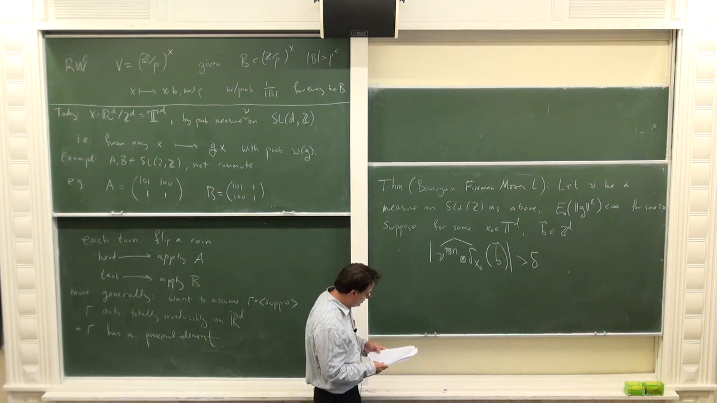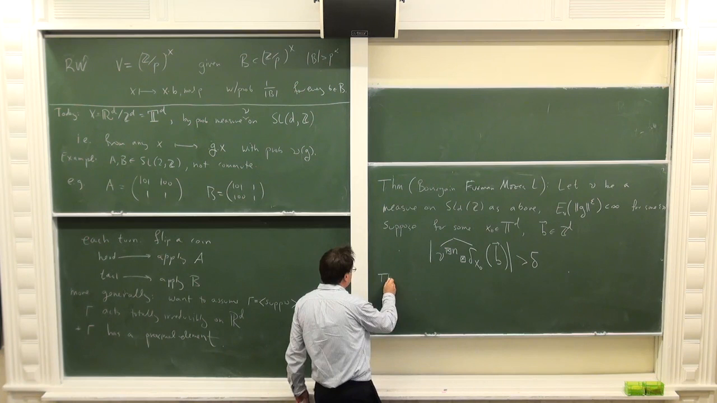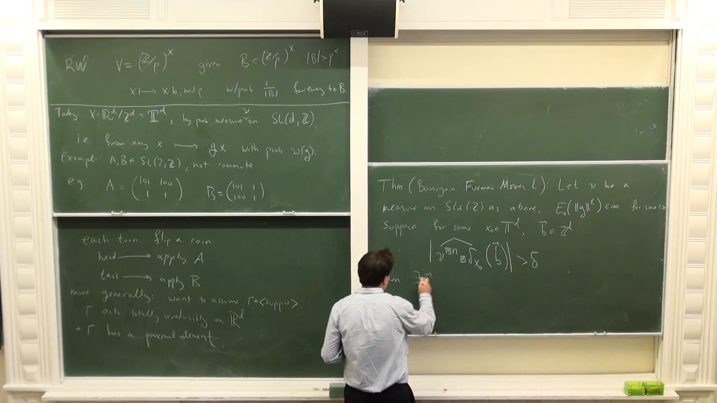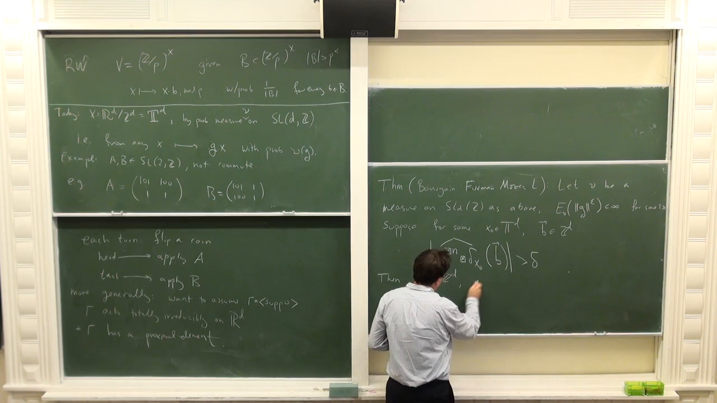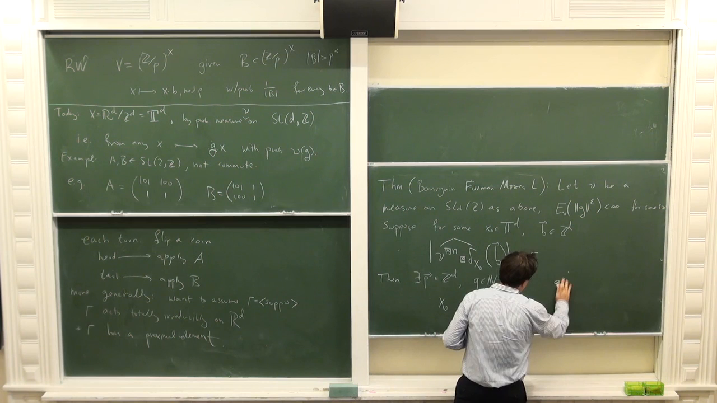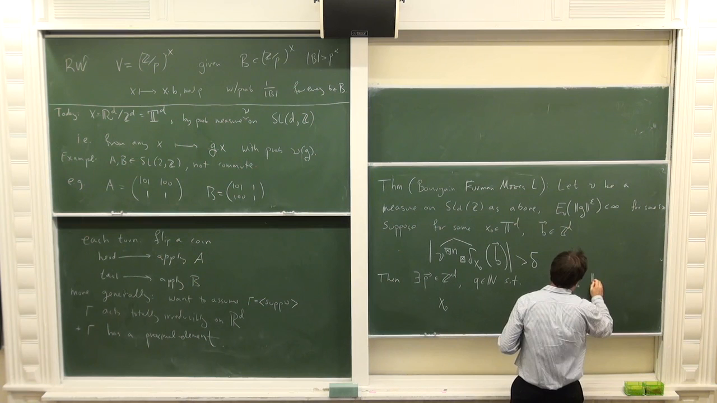Then what can I say? And then we need to try to understand how to read the theorem. Then we need to understand how to prove the theorem. Then there would be some integer vector p and some natural number q such that q is not too large: q is less than some constant times the size of b over delta to some other constant.